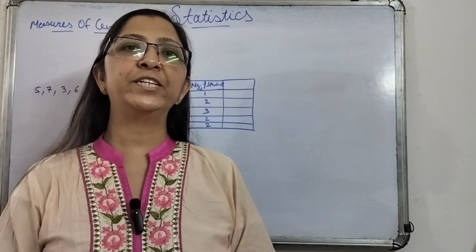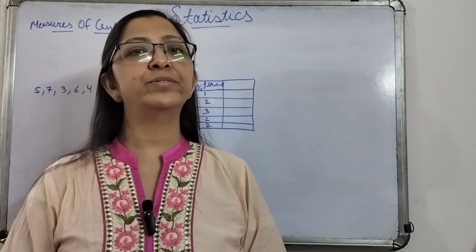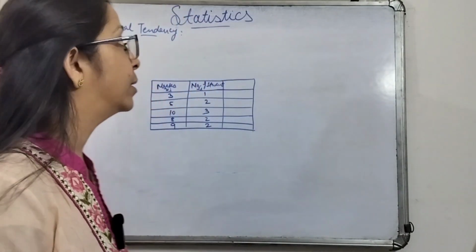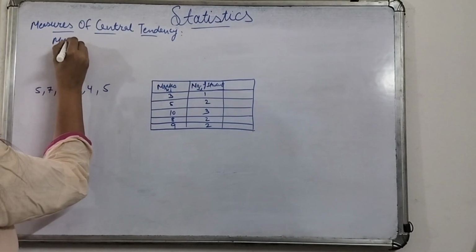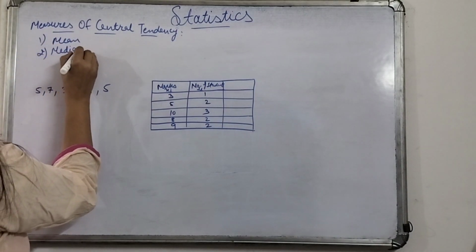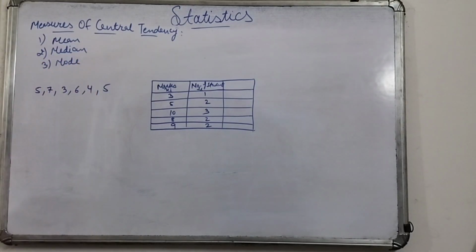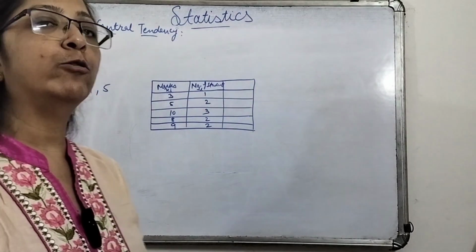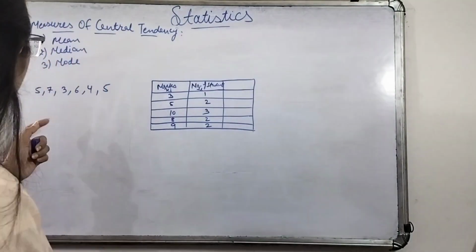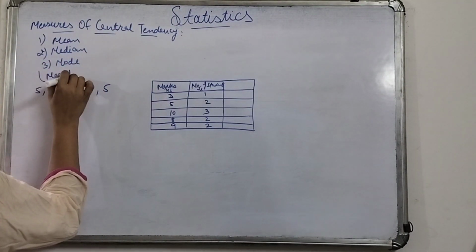Now let's understand measures of central tendency. So there are three methods of finding measures of central tendency. First is mean, second is median, and third is mode. Now we will understand what is mean, what is median, what is mode, and how to find its values. So first of all, starting with your mean. Mean is basically your average.